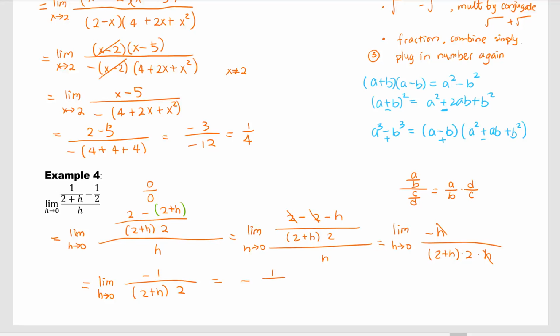We can plug in h is 0. So you see, we get our limit: minus 1/4. So far, so good, everybody?